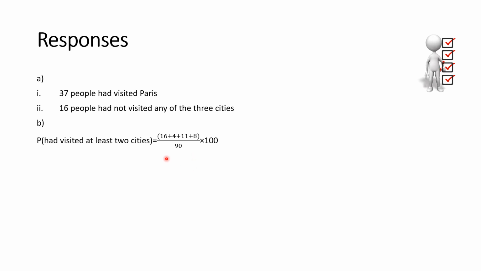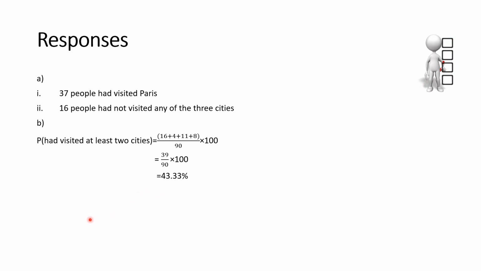And now if you add 16 plus 4, 20, plus 8 plus 11, 31, then plus 8, 39. And you can see that I have 39 out of 90 times 100. Then the answer is 43.33%. But ask yourself, is it less than 50%? Yes. So the tour will be organized.